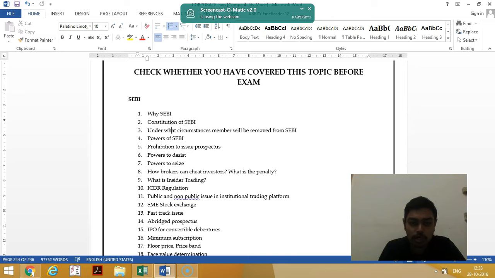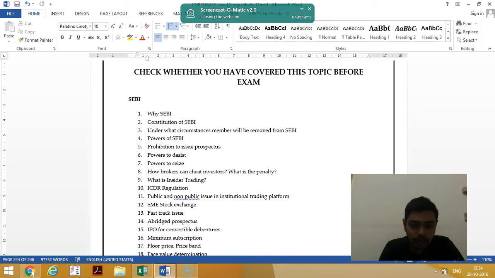Powers of SEBI, that is inspection power, listing power, then other powers, suspend trading powers. Then prohibition on issue of prospectus, powers to desist, powers to seize, how brokers cheat investors, and what is the penalty for them. Then what is insider trading. Then ICDR regulations, along with that book building also, in case they are not satisfying.